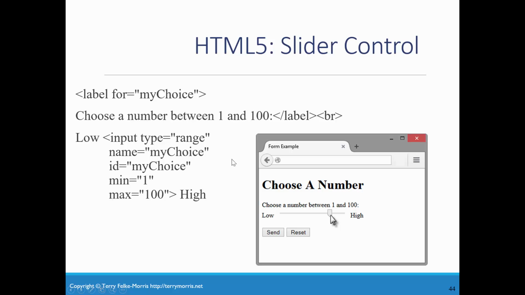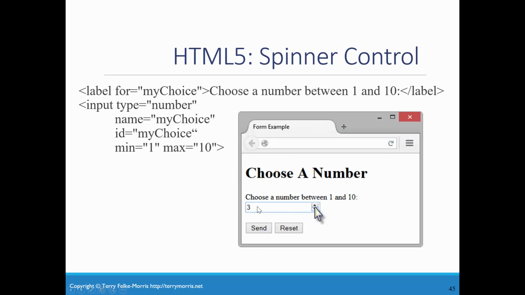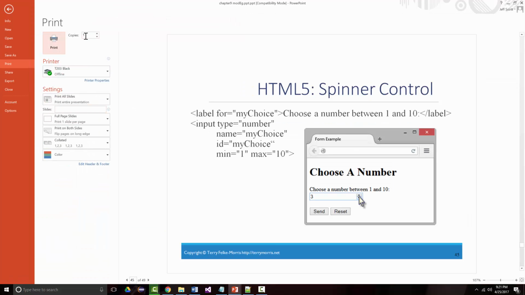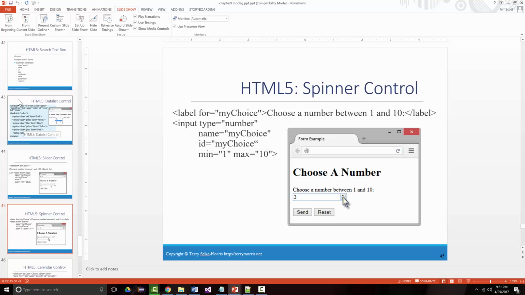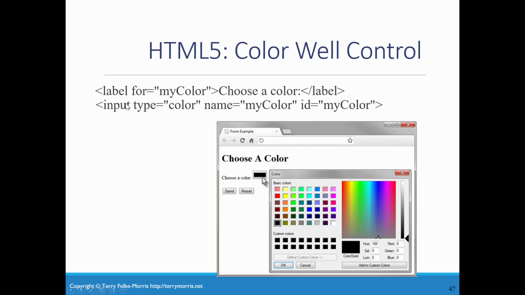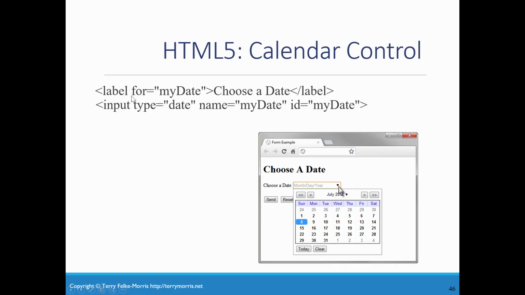Alright. There's a slider control, where you can put in something. There's a spinner control. Anytime you've ever done anything like this, if I do a Control P to print, there's a spinner control right there that says how many copies do I want to print. Right, so that's an example of a spinner. There's a calendar control. That's kind of nice. There's a color control.